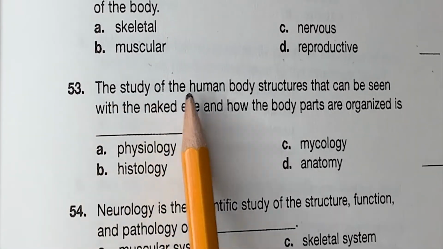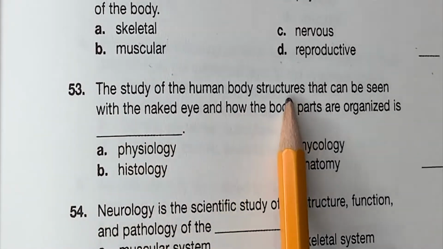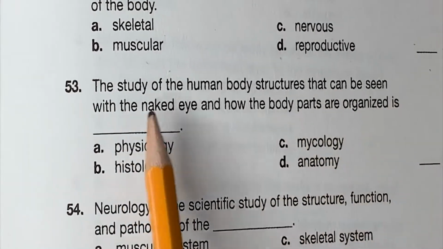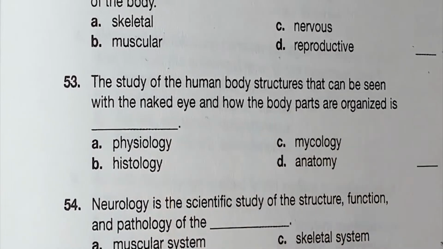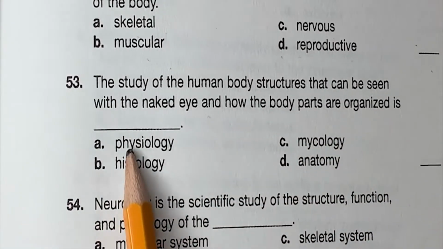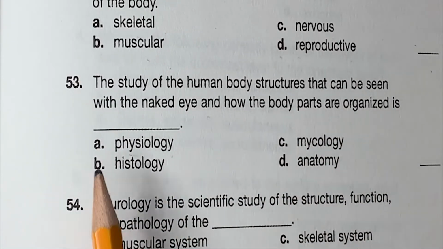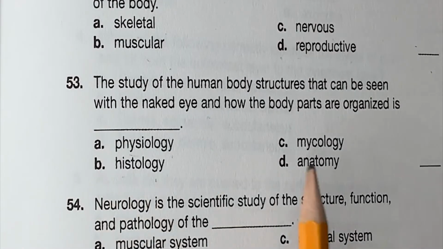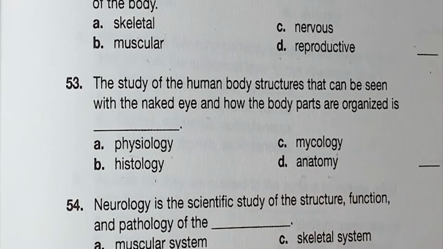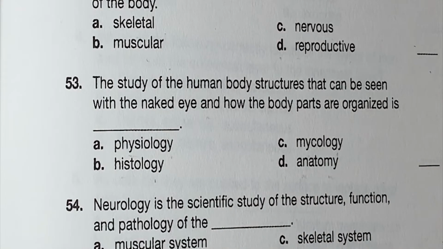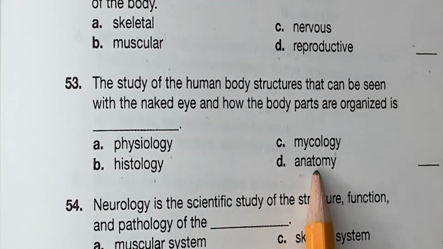53. The study of the human body, structures that can be seen with the naked eye, and how the body parts are organized is blank. A, physiology, B, histology, C, mythology, or D, anatomy? And your correct answer is D, anatomy.